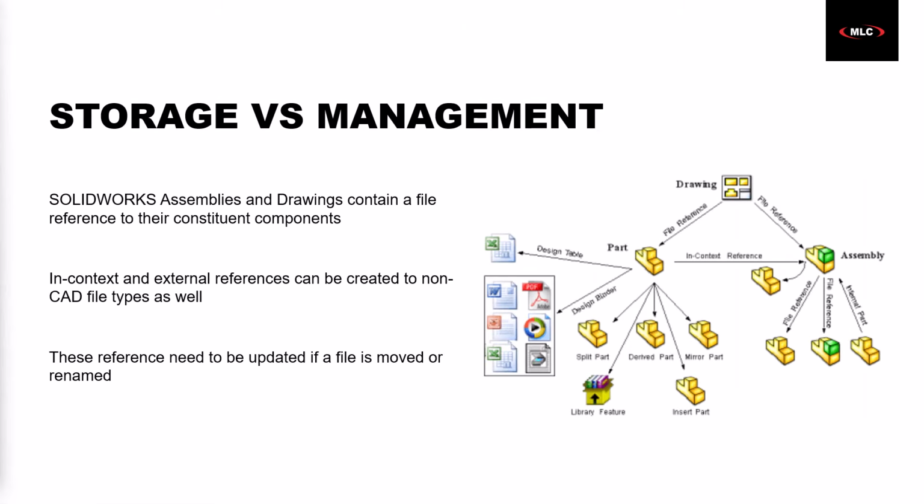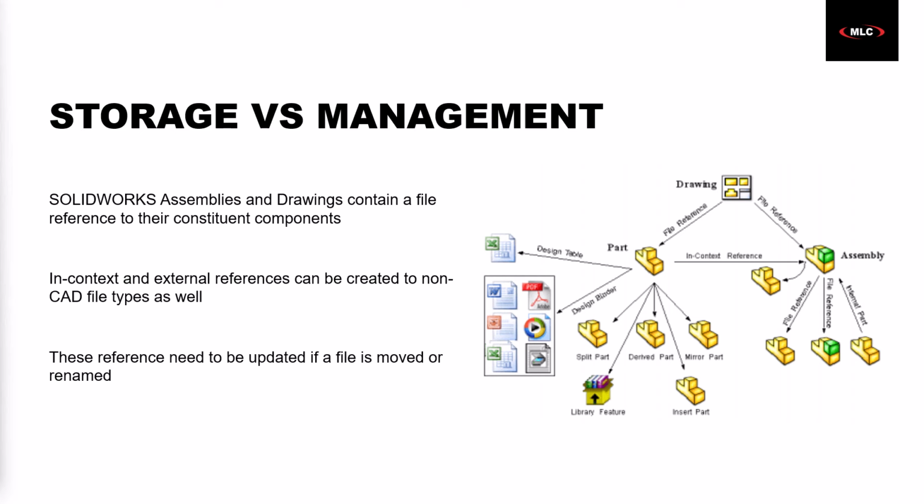SOLIDWORKS assemblies and drawings contain a file reference to the components that make them up. For instance, when you open a drawing, it must go search for the parts that are on the drawing so the drawing views are up to date and reflect any changes that have been made to the parts since the drawing was last opened. This is part of what makes SOLIDWORKS so powerful, but these references often go unnoticed by users and can be quite complex if you use advanced techniques that create things like in-context references or link to external files of any type.